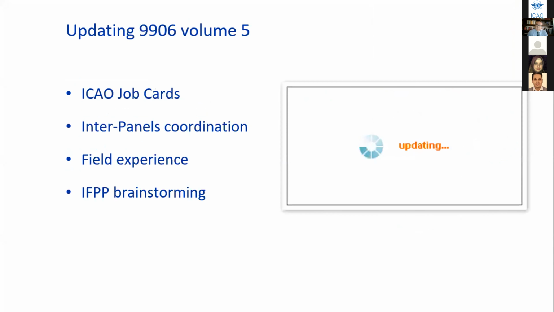Okay, so you see on the right side that the wheel is turning. We are updating. Of course, this is not going anywhere. It will keep updating forever because every document needs to be updated from time to time to be in line with the expectation of our customers, which are the airspace users, and ultimately with the safety of the passengers that are the ones that will use the air transportation system.